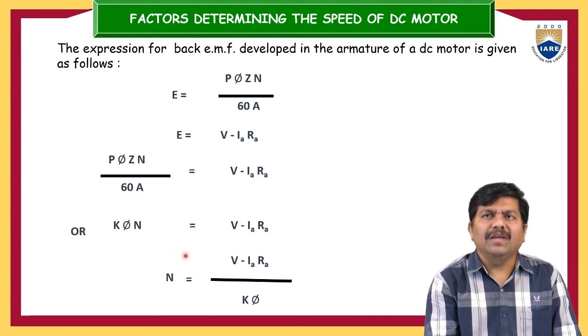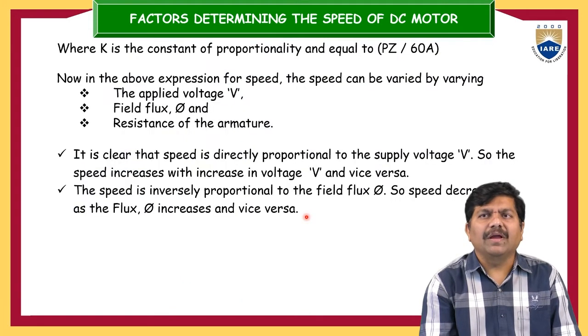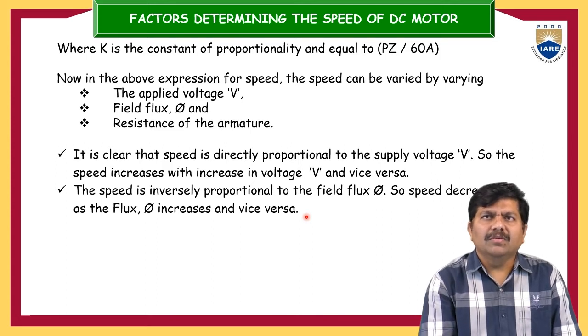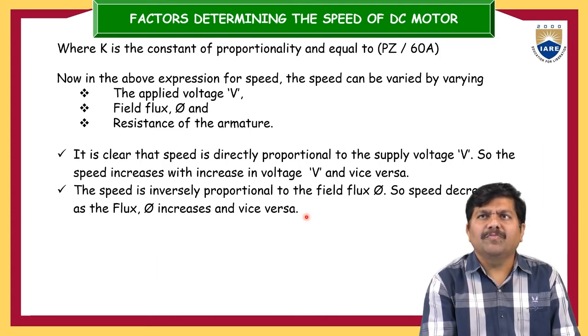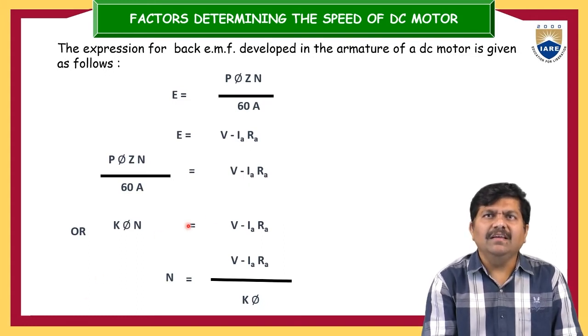So K into phi into N equals V minus Ia into Ra. We require the speed here, so the speed can be represented as N equals V minus Ia Ra by K into phi, where K is a constant of proportionality equal to P Z by 60A. In the above expression, it is very clear that speed can be varied.